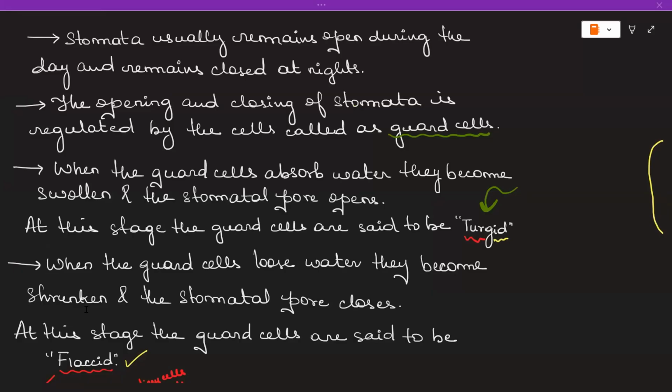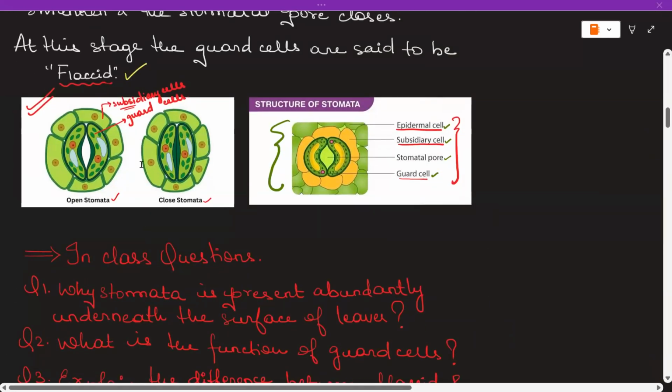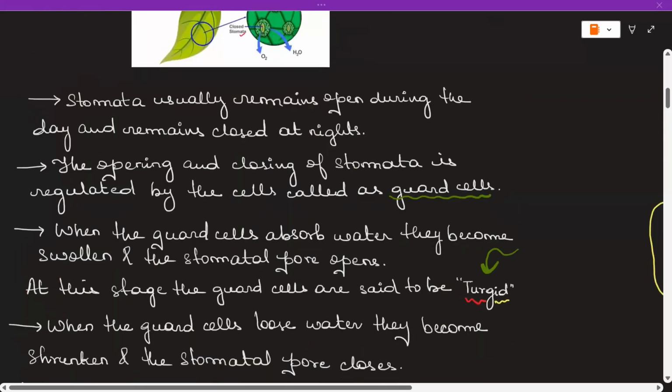Ma'am, no need to draw the diagram. You could draw this diagram, this one. Not that. That is not necessary.